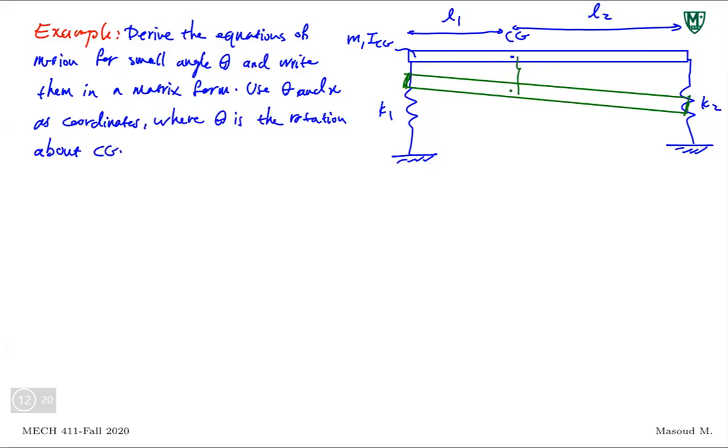X is how much the center of gravity is going down. That's one coordinate. The second parameter for a coordinate system, as the problem says, is theta, the amount this rotates around the center of gravity. Here is the center of gravity. We went down x amount, rotated theta amount. Let's draw the free body diagram and see what we can get out of that.